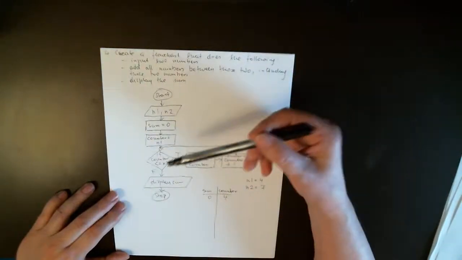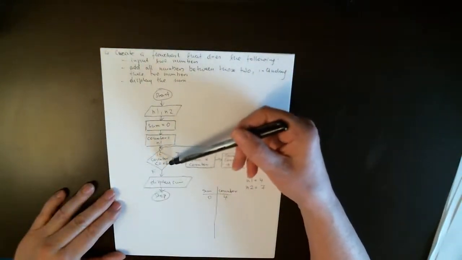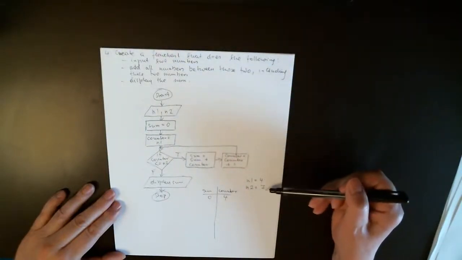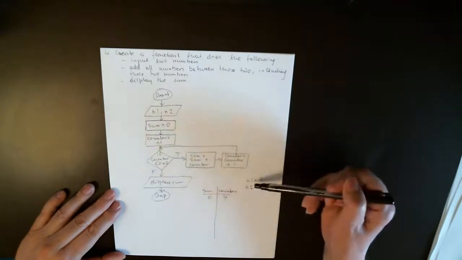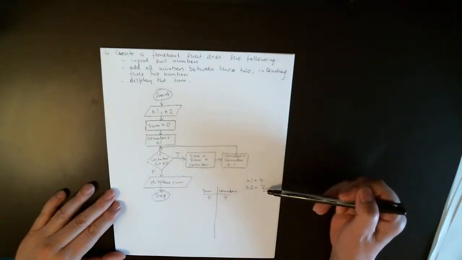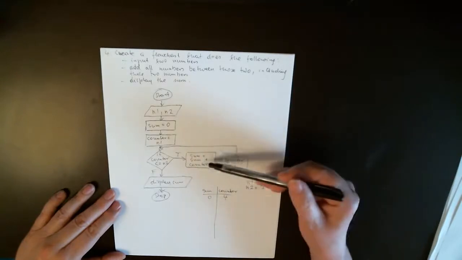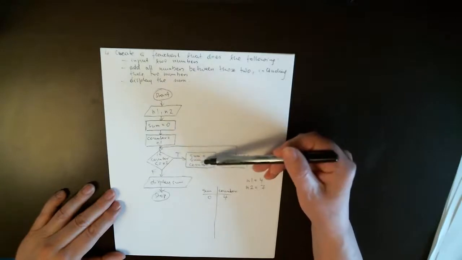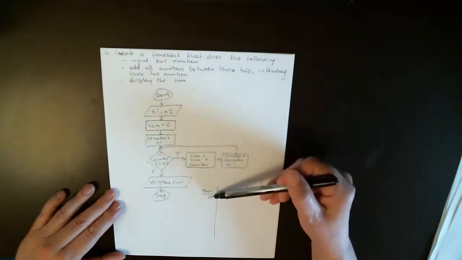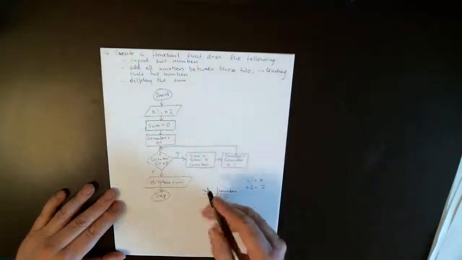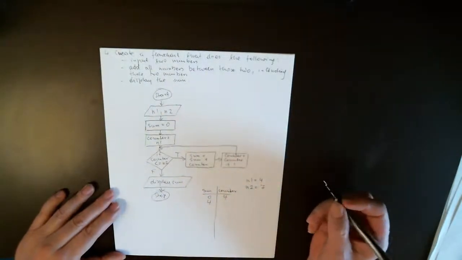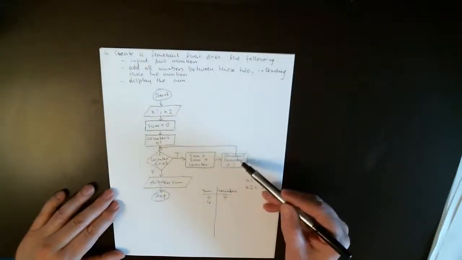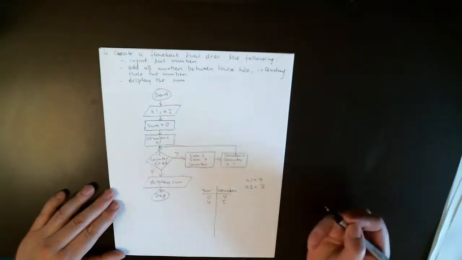Now, let's continue. If counter is less than or equal to the second number, so is 4 less than 7? 4, that's our counter. Yes, it is. What are we supposed to do to the sum? The new sum is equal to the old sum plus counter. Our old sum was 0, counter is 4. Here is our first new sum. And then what happens to the counter? It becomes 5.